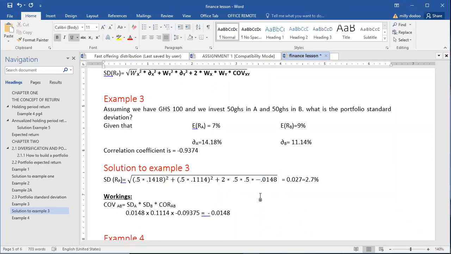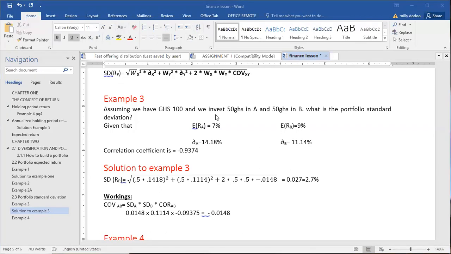2.7%. When you get this answer in business finance, or in finance, you must always explain your answer, because somebody without investment knowledge, these things don't mean anything to him or her until you explain.